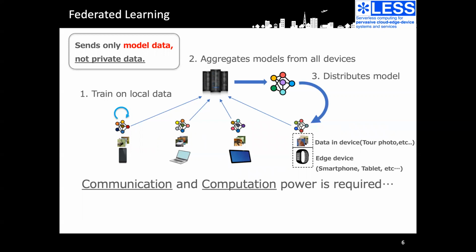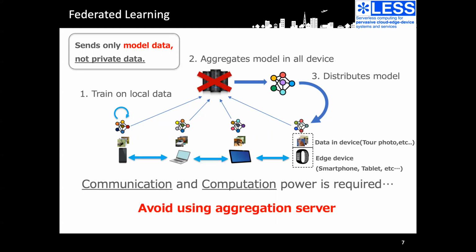However, since models are large, mobile devices will consume too much power if they need to communicate with an aggregation server at a high frequency. To reduce such power cost, an ingenious federated learning should use direct communication between devices, thus avoiding the need to communicate with the aggregation server.